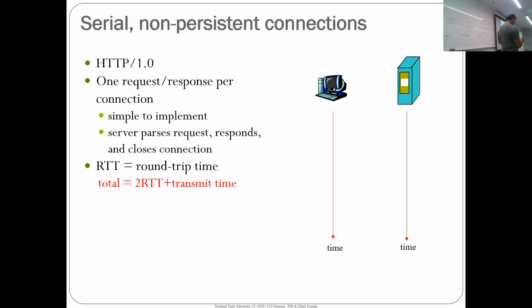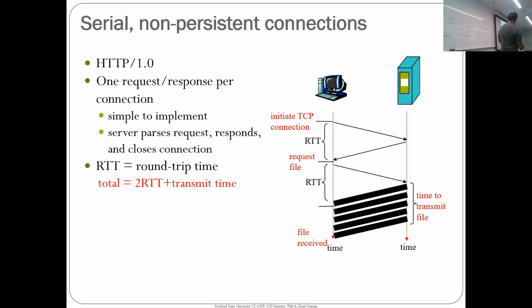The issue with this implementation is that it was slow. If the round trip time is RTT, then the amount of time to get some content back from the server is going to be at least twice the round trip time plus the transmission time of that object. And you can see that here. The first thing that has to happen on this connection is a TCP handshake. So one round trip time to get the first SYN-ACK pair, another round trip time to get the request to the server, and then the server will basically come back with the data.